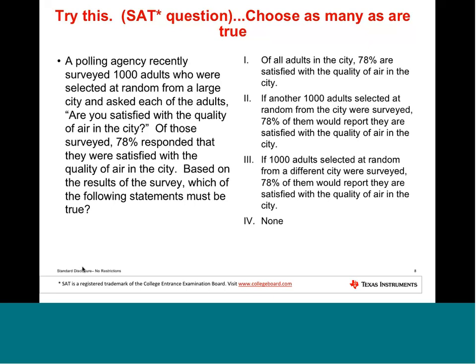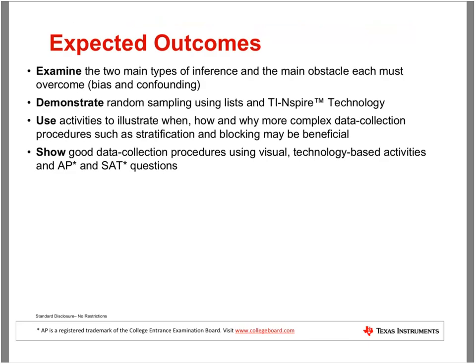And number two, if another 1,000 adults were selected, then 78% of them would report they're satisfied. We don't really have assurances that it'll be the same exact percentage. It's a different group of folks. Same thing for number three. It's also a different group from a different city, so there could be differences in the makeup of the city and their attitudes towards things. So the only one we know for sure would be the last answer, which is none. And that's typical. Sampling is something all of our students in math classes, if they're taking the SAT or PSAT, which is coming up in just a few weeks, need to be prepared for, and be able to eliminate some bad answers.